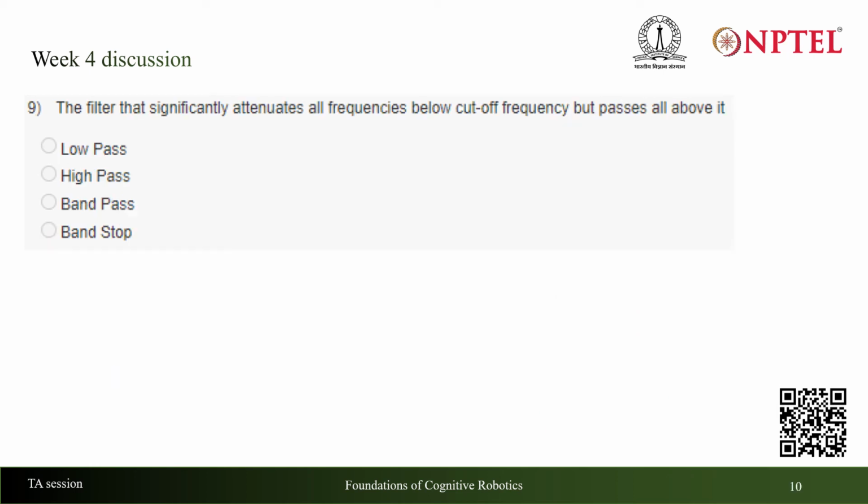Is answer D. Coming to question number 9, the filter that significantly attenuates all frequencies below the cutoff frequency but passes all above it. You have four options: a low pass filter, a high pass filter, a band pass filter, or a band stop filter. What the word attenuate means is basically it reduces the amplitude, as if the signal is non-existent when it's below the cutoff frequency and existent when it's above the cutoff frequency. So from the question itself you can deduce the answer is a high pass filter, where higher frequency oscillations or signals are passed through the filter. So the right answer for this question is option B.